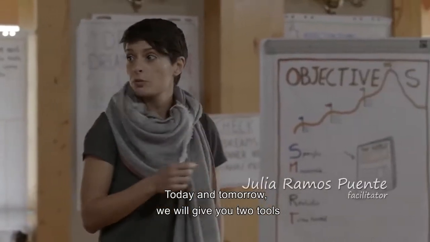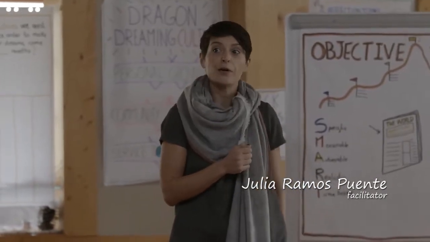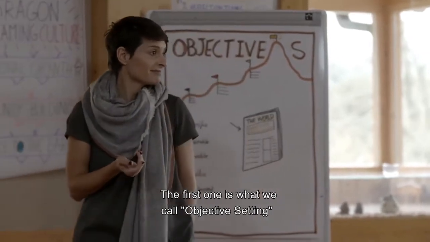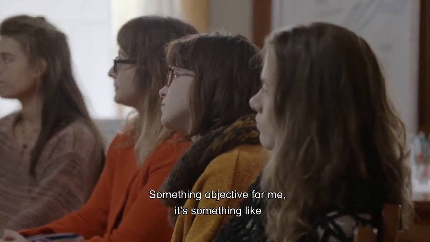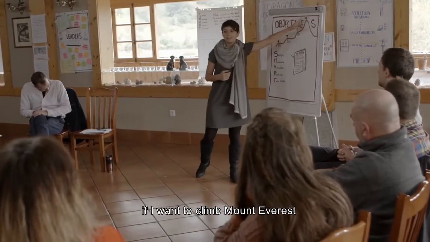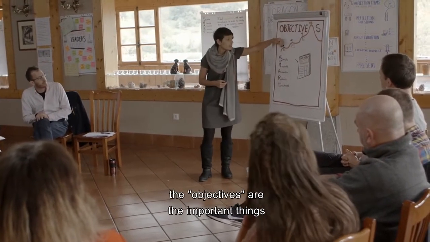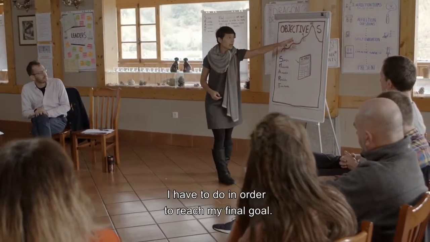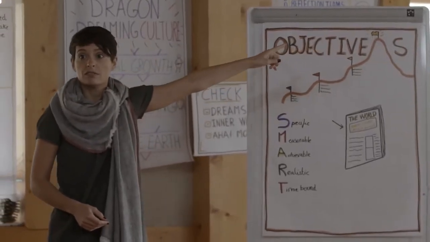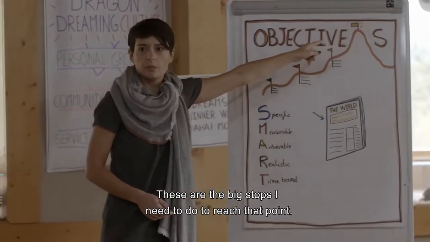Today and tomorrow, we're going to give you 2 tools to help you in the planning. The first one is what we call objective setting. An objective for me is, if I look at, for example, that I want to climb Mount Everest, the important things I'm going to have to do in order to reach my final goal. So they are the big steps that I need to do to reach that point.